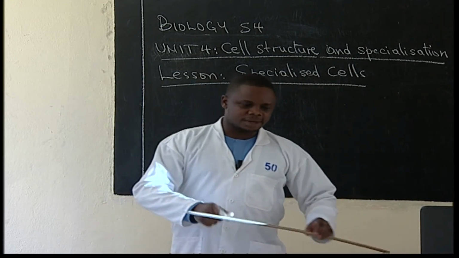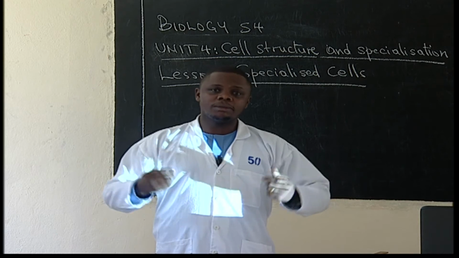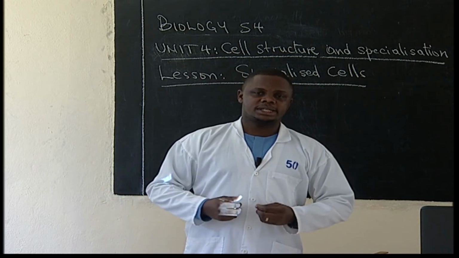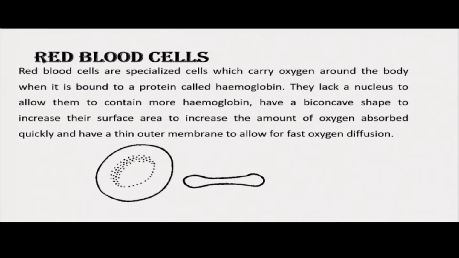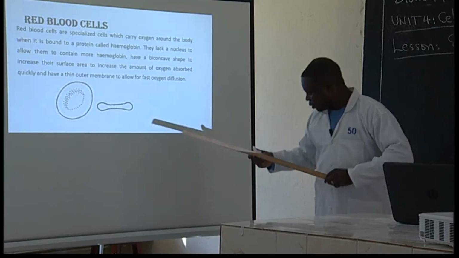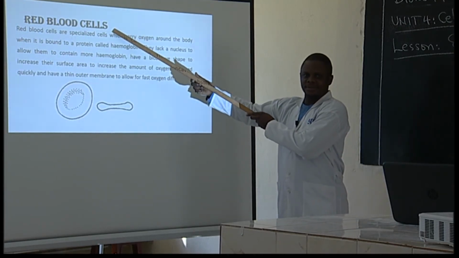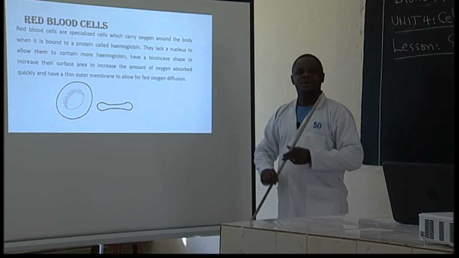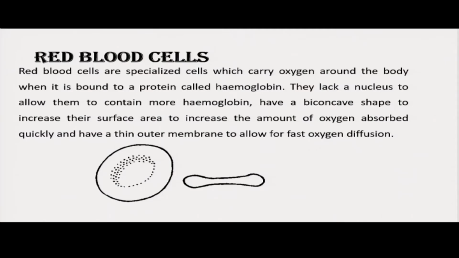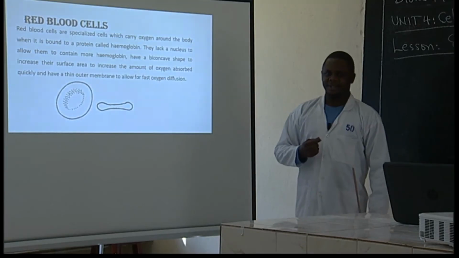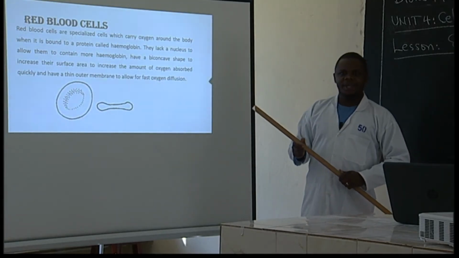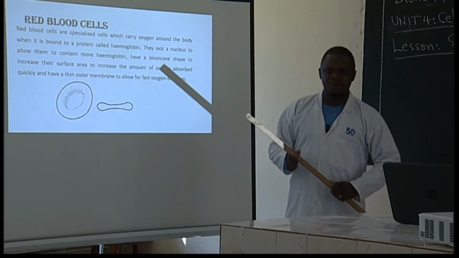Examples of specialized cells. Students, in animals, we have specialized cells. In plants, we also have specialized cells. Examples of specialized cells in animals, we can have the example of red blood cells. Do you know where we find red blood cells? Very nice. Red blood cells are part of the circulatory system or cardiovascular system. And these cells have a very important function. Do you know it?